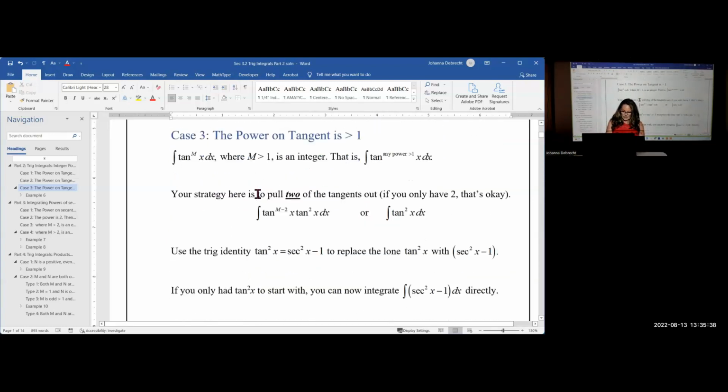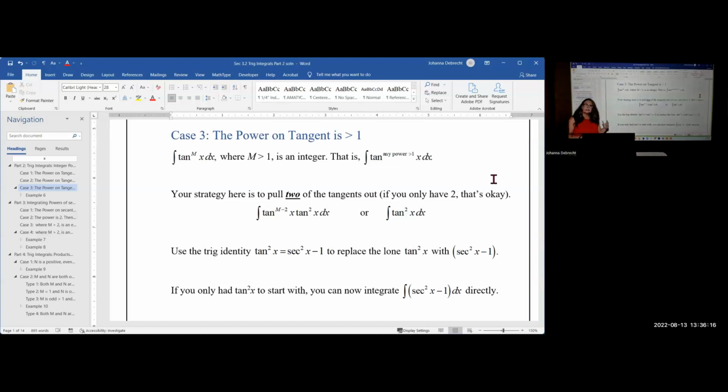Now let's take a look at something that's more difficult. And this would be, of course, case 3. The power on tangent is some integer greater than 1. Now, we're not going to deal with fractional powers or roots, heaven forbid. Those probably don't even have an antiderivative. We're looking at the case where you have tangent to some power of x dx. Now, it doesn't have to be x. It could be 2x, 6x. Then you've got to be careful with the chain rule when you're looking for du on a U substitution. M is something greater than 1. In other words, it's some power greater than 1 on tangent.